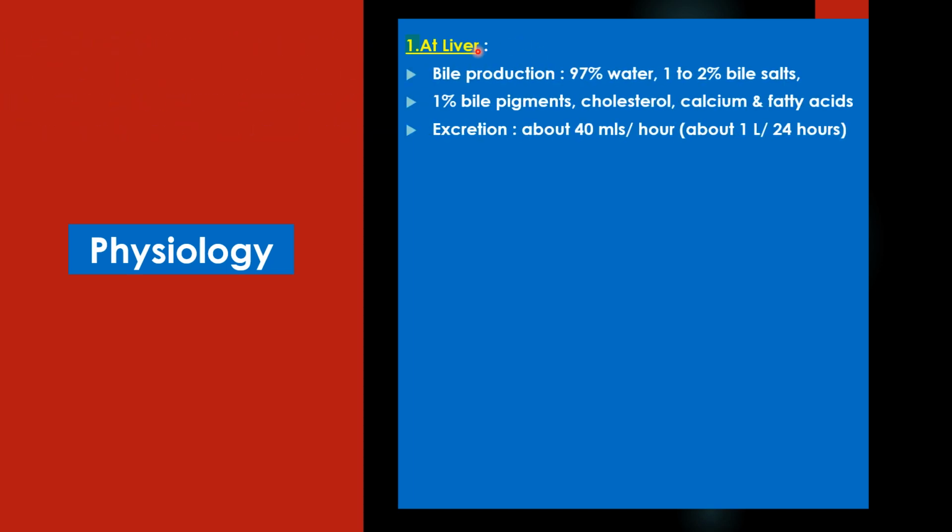Okay, now we come to the physiology of the gallbladder and the bile ducts. At the liver, the bile is produced, and the bile constitutes 97% of water, 1 to 2% bile salts, 1% bile pigments, cholesterol, calcium, and fatty acids. It is excreted at around 40 mL per hour, which works out to be around 1 liter in 24 hours.